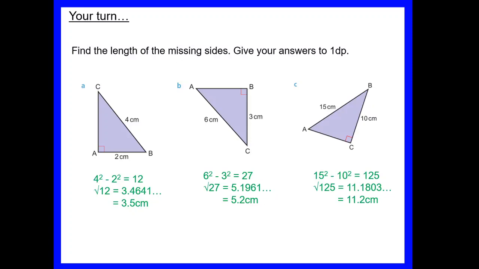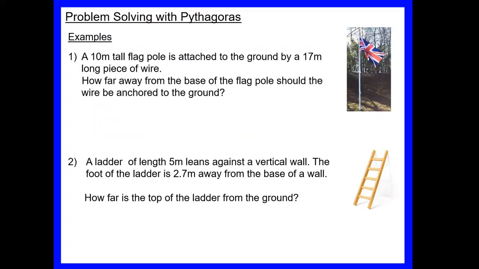Make sure you're happy with your answers there before you move on. Okay, so we're going to have a look now at problem solving, so some real life situations where we might want to use Pythagoras' theorem. So our first one then, we've got a 10-metre tall flagpole is attached to the ground by a 17-metre long piece of wire. How far away from the base of the flagpole should the wire be anchored to the ground?